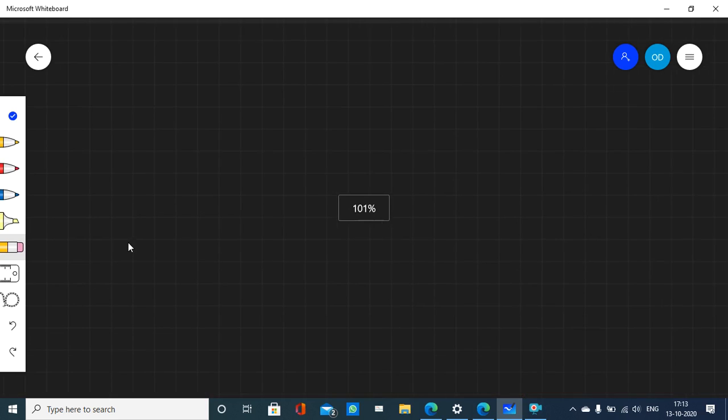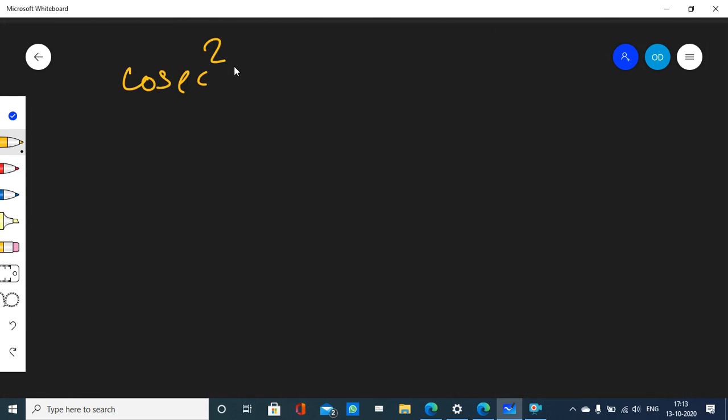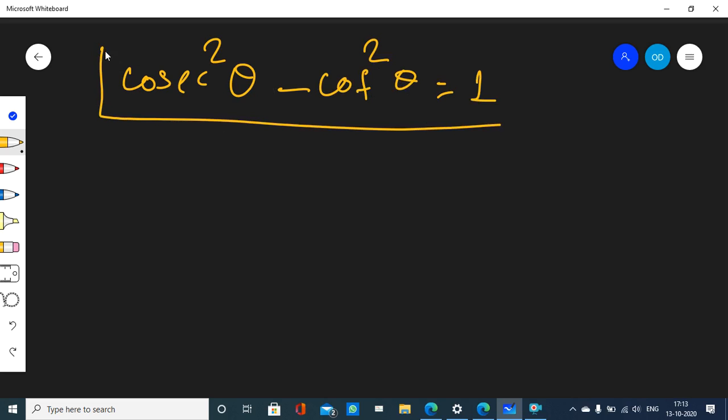The last identity. Let's discuss the last identity, which is cosec square theta minus cot square theta is equal to 1. Similarly, here also you can prove this identity in two different ways. Whichever way takes your fancy, you can prove it in that way. Let me prove it in the first way, method 1.